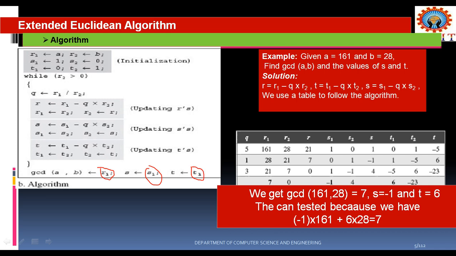Now come to this example. This is an example for calculating the GCD and the S and T values. Assume A is equal to 161 and B is equal to 28. Then what is the GCD of A comma B? And also calculate the S and T values.